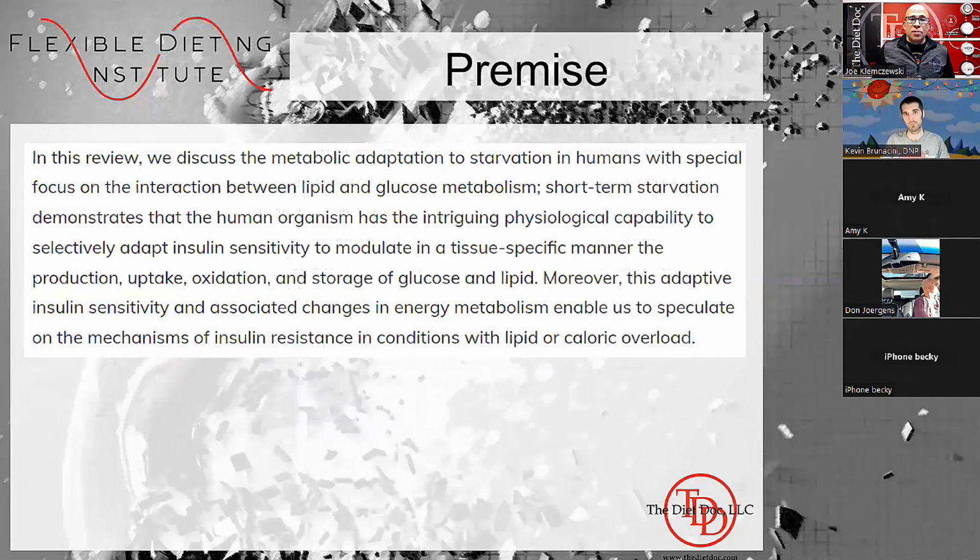In this review, we discussed the metabolic adaptation to starvation in humans with special focus on the interaction between lipid and glucose metabolism. Short-term starvation demonstrates that the human organism has the intriguing physiological capacity to selectively adapt insulin sensitivity to modulate in a tissue-specific manner the production, uptake, oxidation, and storage of glucose and lipids. So again, lipids and glucose, two different substrates, carbs and fat in our diet. And not only does our body have the ability, as it said, so well phrased.